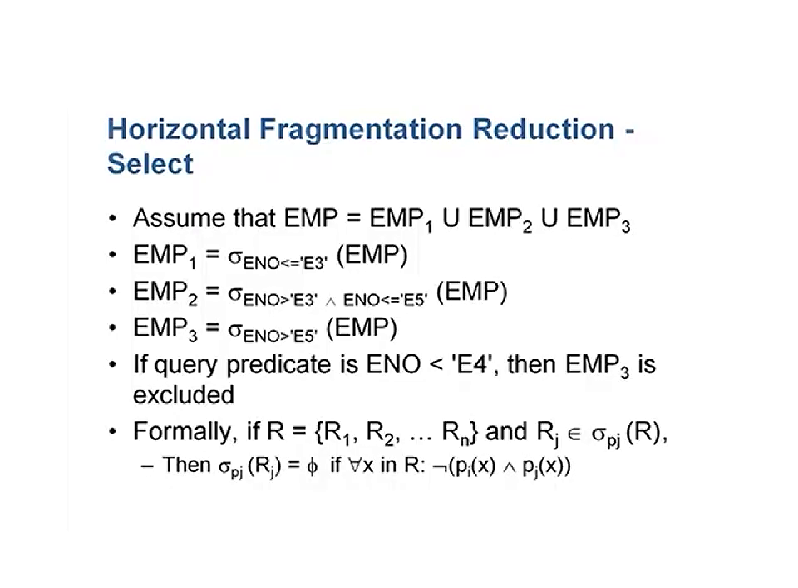Now let's do this with horizontal fragmentation. Assume that the employee table is fragmented into 3 different fragments: employee 1, employee 2, and employee 3. If the query predicate is choosing employee number less than E4, then employee 3 is excluded from the join. For any table defined based on a predicate, the predicates defining fragments 1 and 2 are not contradictory to the query predicate, enum is less than E4, but the predicate defining fragment 3 is contradictory to that query predicate. We can eliminate it from our query plan.